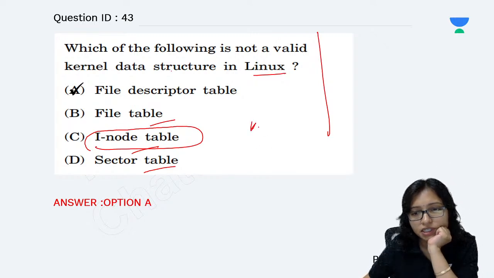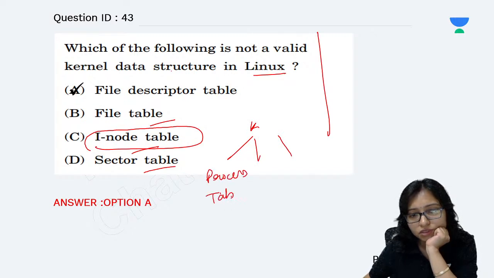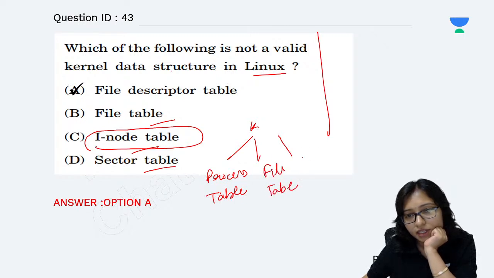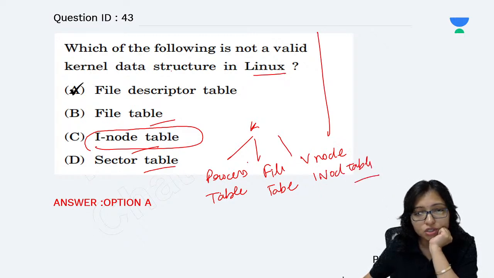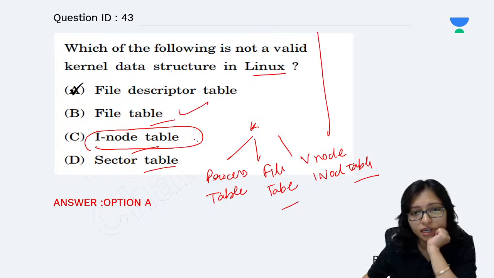In the kernel data structure there are the process table, file table, the vnode table and the inode table. These are the main tables. Okay, so process table, file table, definitely there. Inode table is definitely there.